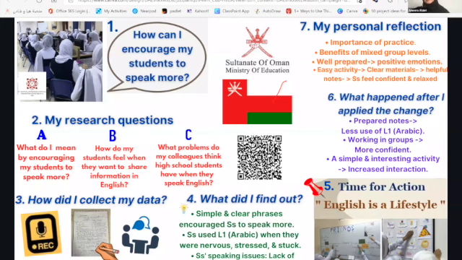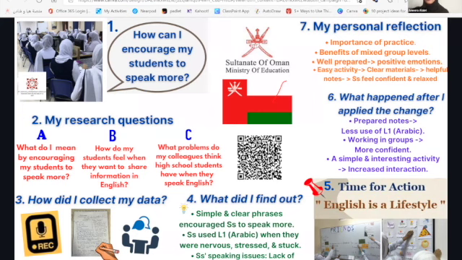As you can see, my research topic is how can I encourage my students to speak more? In the beginning of this semester, I noticed that some of my students were shy and nervous when they wanted to share information in English. Another group of students were struggling to say simple sentences.